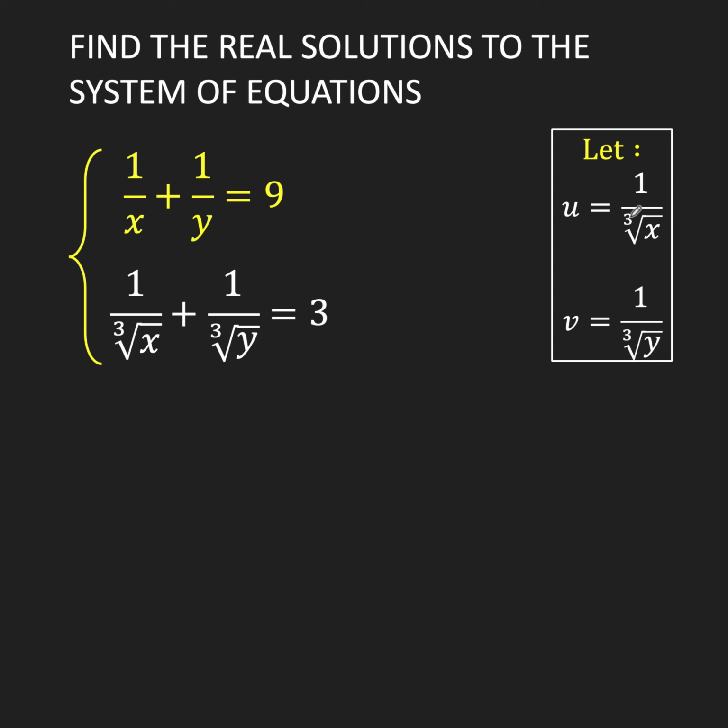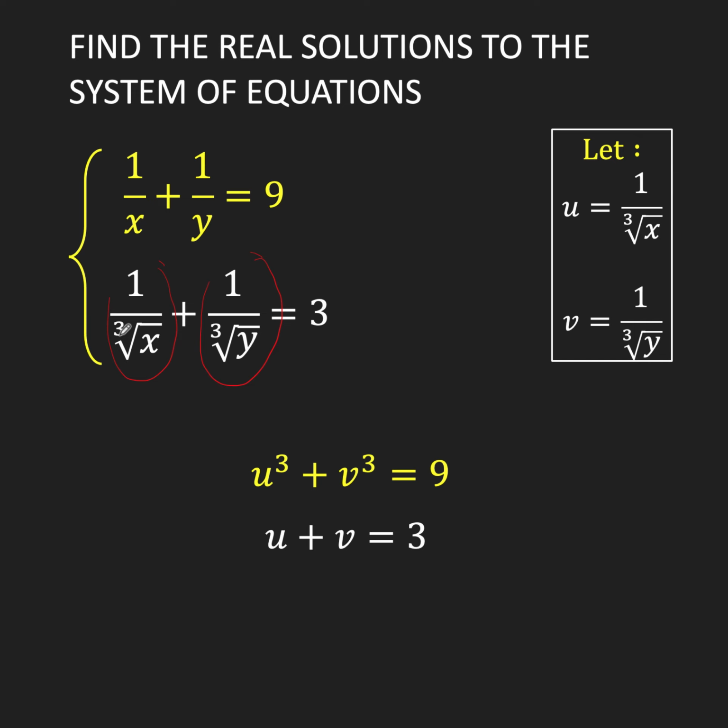We let u be equal to 1 over cube root of x, which is this part here. So we let that to be u, and v be equal to 1 over the cube root of y. The reason is we are using a variable substitution to make our computation easier. So if this is u and this is v, then 1 over x could be arrived at by getting the cube of u. And therefore, this 1 over x is simply u cubed. This 1 over y is v cubed, and we copy the right side. And the second equation is u plus v equals 3.